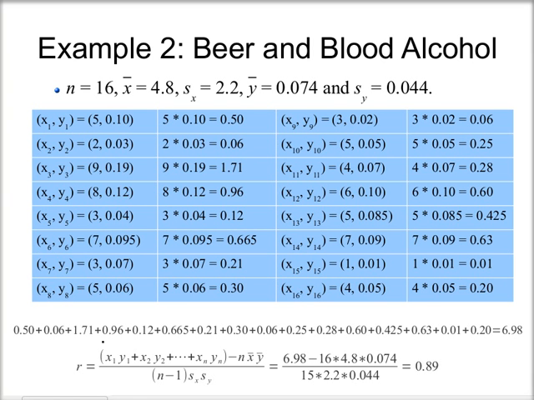So this is my formula again. I've got all my products and I added them all up, and that gave me 6.98. And I subtract n, which is 16, times the mean of x, which is 4.8, times the mean of y, which is 0.074. And then I divide by n minus 1, which is 15, times the standard deviation of x, which is 2.2, times the standard deviation of y, which is 0.044. And that gives me 0.89 for my correlation. So that is pretty high. That is very close to 1.